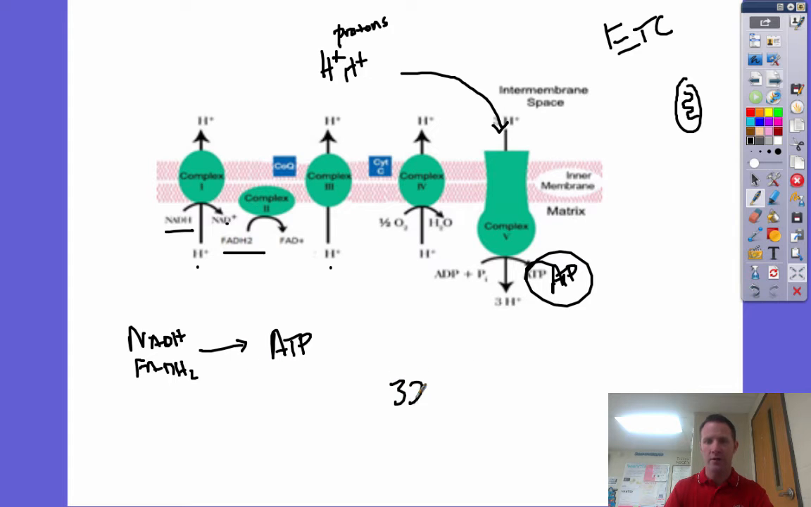This makes like 32 of the 36 ATP produced as part of that process. So this is a big deal. Again, this is why the mitochondria has all these membranes, to do lots and lots of this.